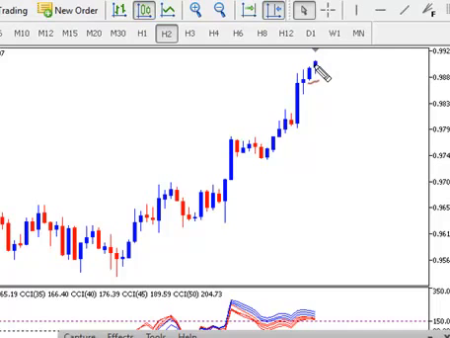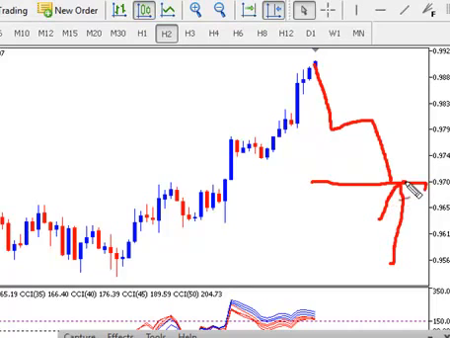Next step, wait until the correction for that uptrend has finished and identify the end of that correction, and then there would be an entry to go long. This is the current strategy for the Aussie versus US dollar. Wait for the end of the uptrend, identify the end of the uptrend, look for a correction to happen at the end of the uptrend. At the end of the correction, then enter and go long.